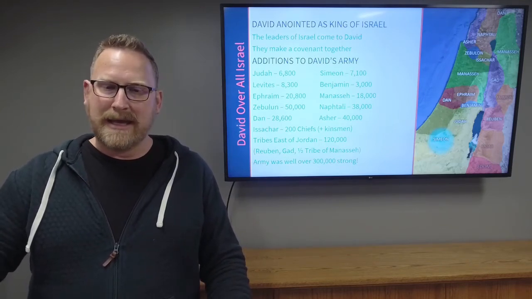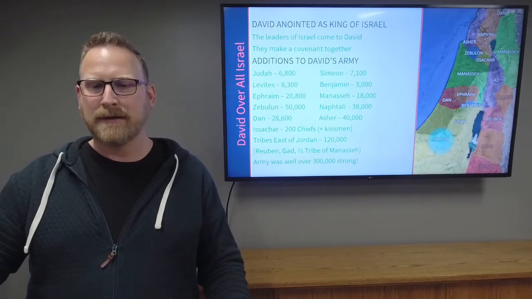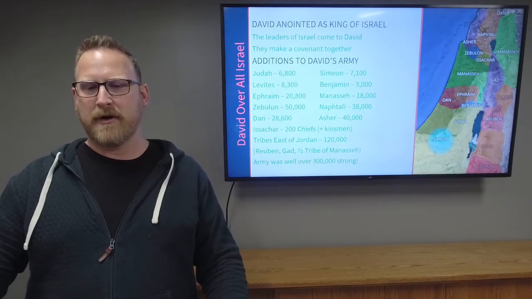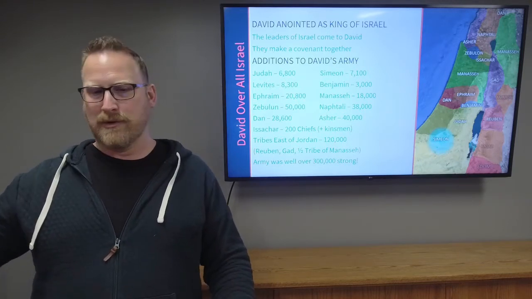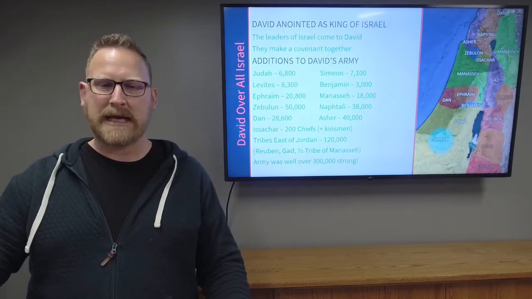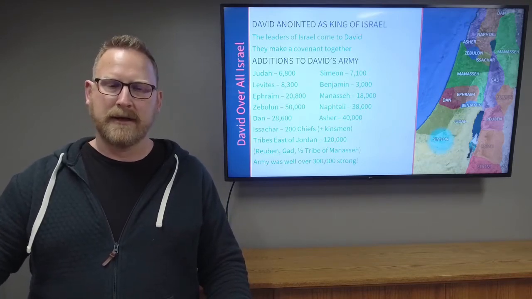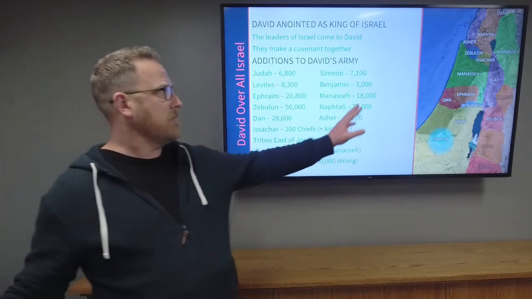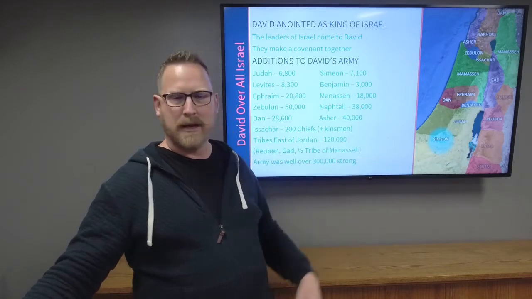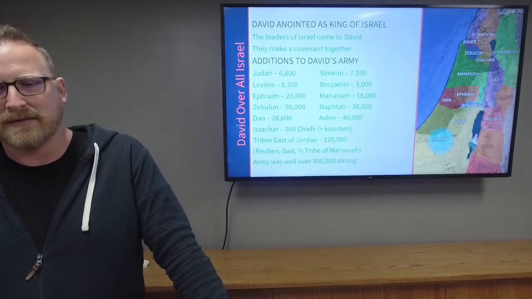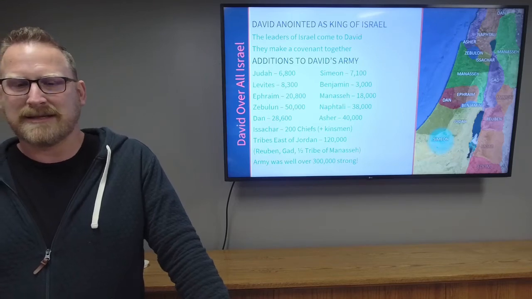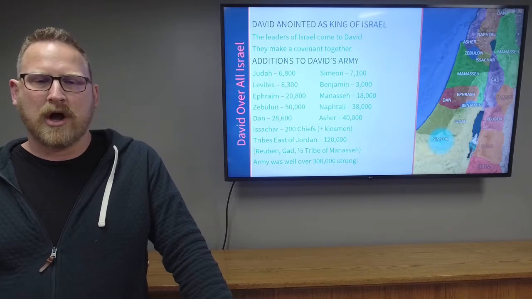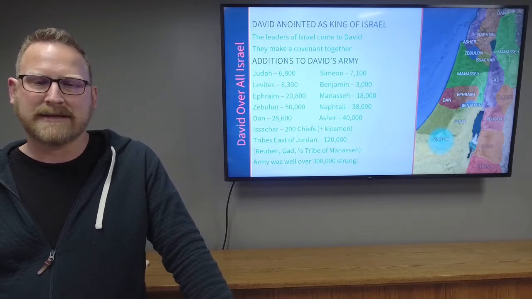Issachar gives 200 chiefs plus their kinsmen. So it doesn't give the actual number that they have, but the 200 chiefs, if they had, say, 100 people following each chief, that would be about 20,000 there. And then the tribes east of the Jordan, Manasseh, Gad, and Reuben altogether, give 120,000. It's interesting to look through these numbers and see the differences in the tribes. You'd almost have thought that Ephraim and Manasseh would have given more.